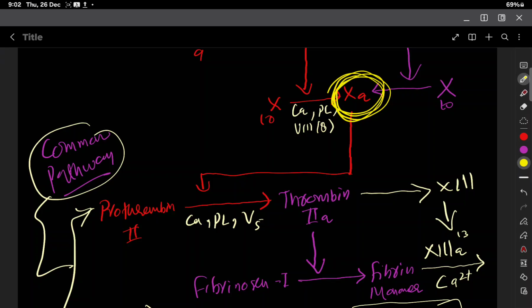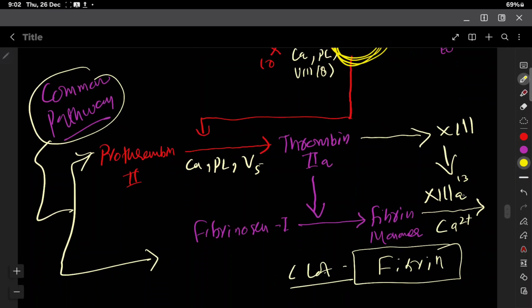Then this factor 10 acts on prothrombin, factor 2, and in the presence of calcium, phospholipid and factor 5, prothrombin is converted into thrombin, the activated form of thrombin. This thrombin acts on fibrinogen, factor 1, and converts it into the fibrin monomer. On fibrin monomer, what will act? The activated form of factor 13, which was formed from here, and calcium will also act on it, and this will convert the fibrin monomer into fibrin, and this fibrin we call the clot.